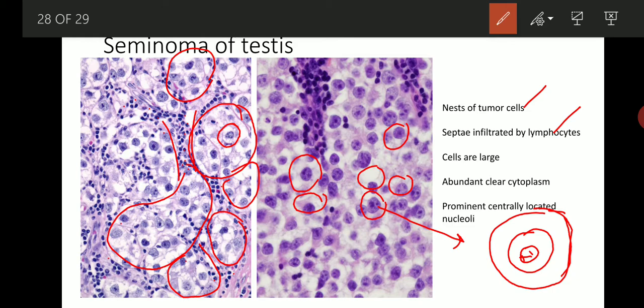This lymphoid infiltrate is basically because of the fact that the germ cells are cryptic antigens. They are hidden from the immune system. So when the tumor occurs, the immune system recognizes them as foreign and mounts an immune response against them. So a lot of lymphocytes tend to infiltrate into the tumor. In addition, you can sometimes have granulomas, epithelioid cell granulomas in and around the tumor.